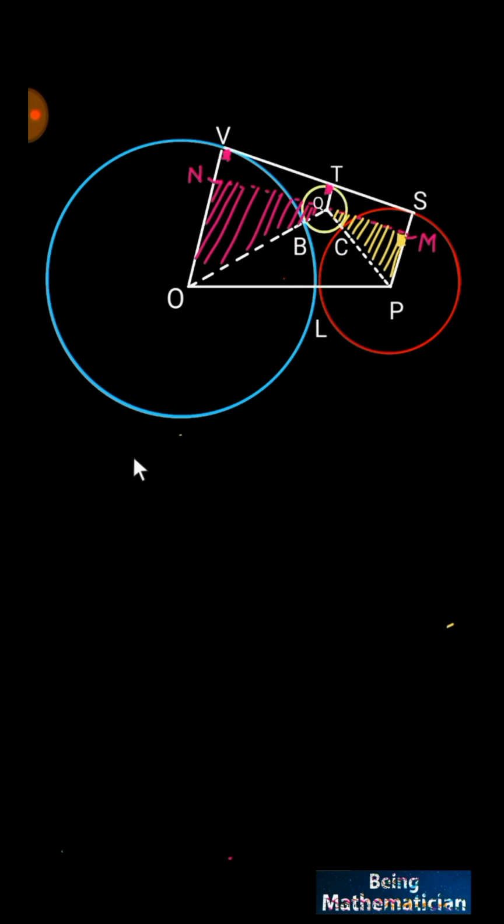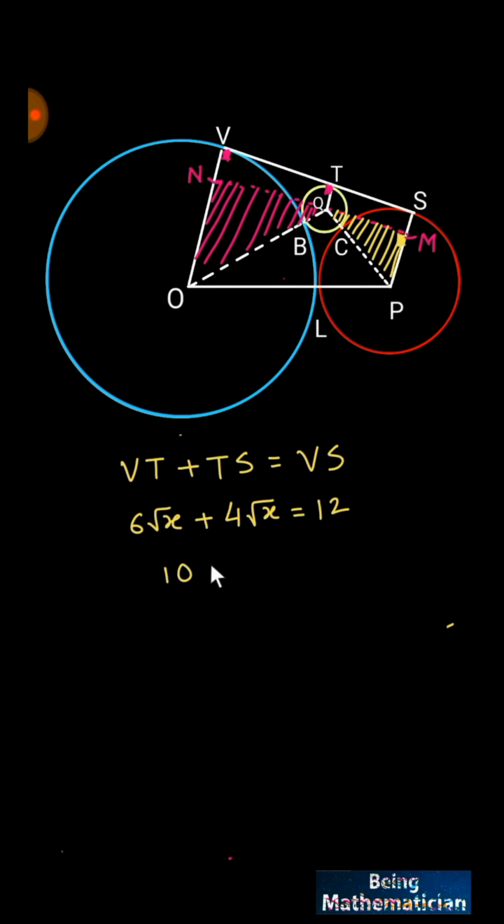So by the old result, we can say VT plus TS equal to VS. So VT, we have 6 root x, and TS is 4 root x, equal to VS is 12. So that is 10 root x equal to 12. So root x equal to 12 by 10, that is 6 by 5. So x must be square of 6 by 5.